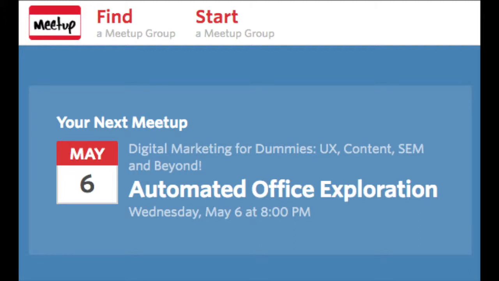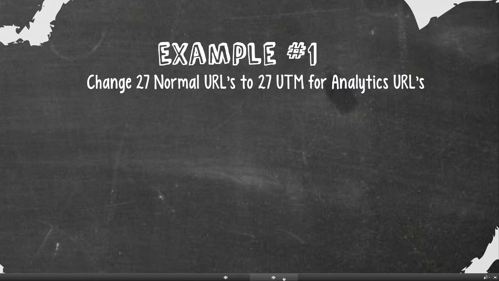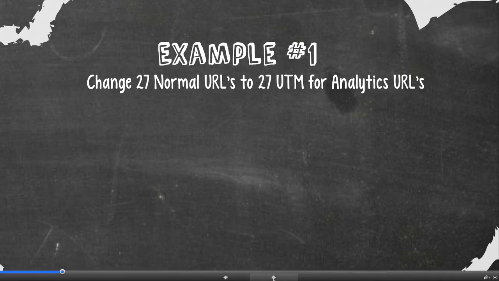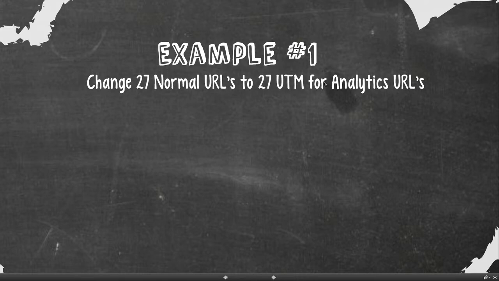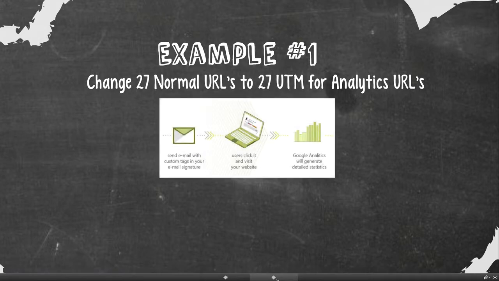This is an example of how to automate a process, and this is for the May 6th, 2015 meetup. Example number one: I have 27 normal URLs. I have to change them by inputting them into a web page and then waiting for that to process another URL for analytics. And I've got to do that one by one, 27 times.